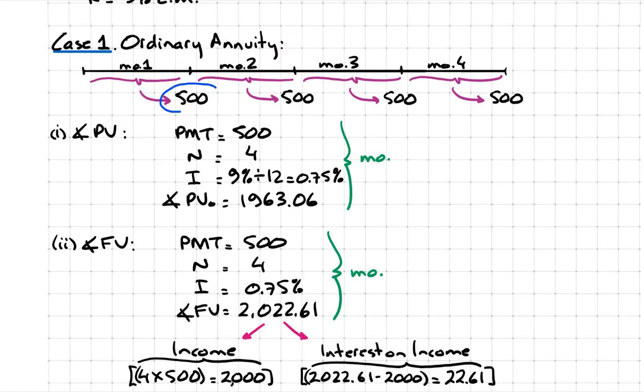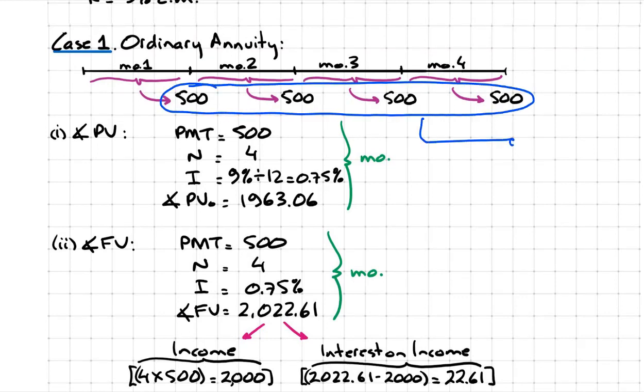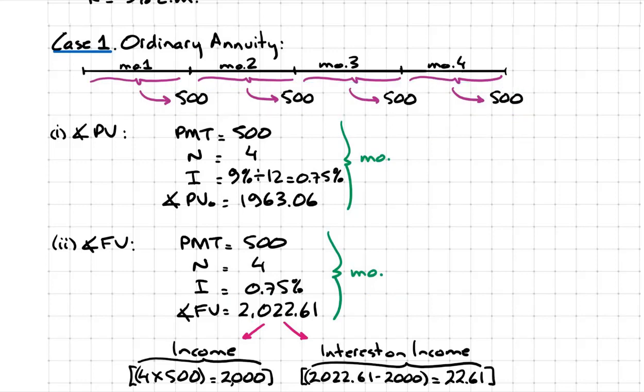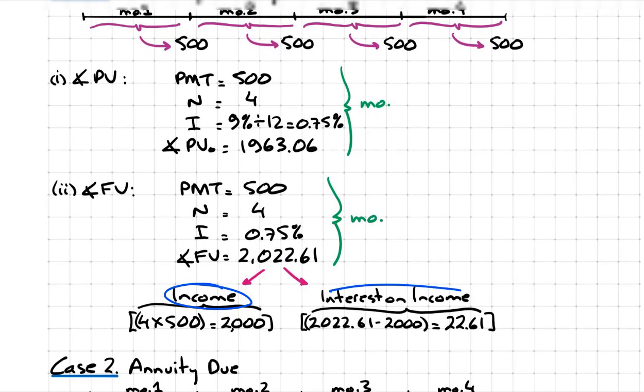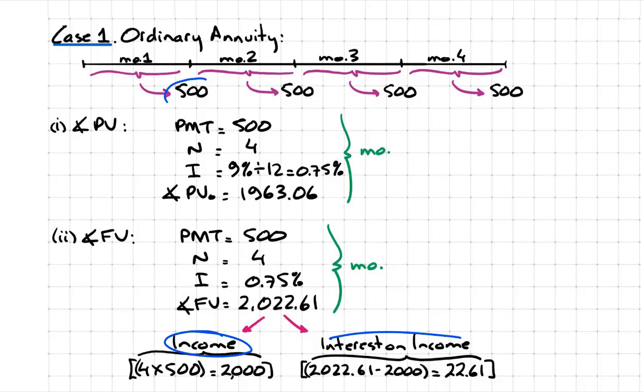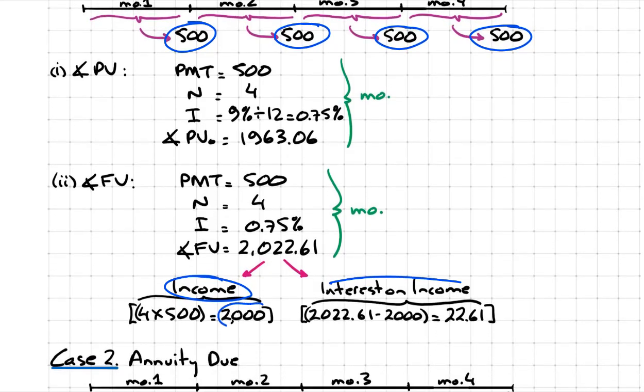Again, that means if you're receiving $500 per month for 4 months, at the end of the 4-month period, it would be worth that much. But notice now that we can break this down into 2 components. We can break it down into the income and the interest that we earned on the income. First of all, the income is as follows. We were getting $500 per month for 4 months. So if you're just looking at the income and nothing else, that just works out to $2,000.